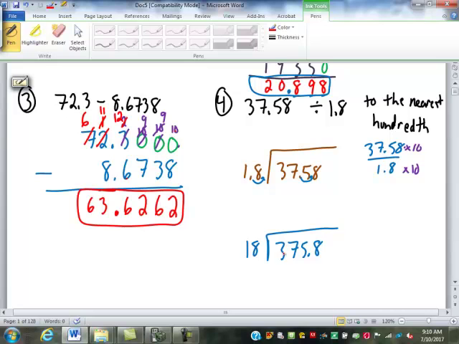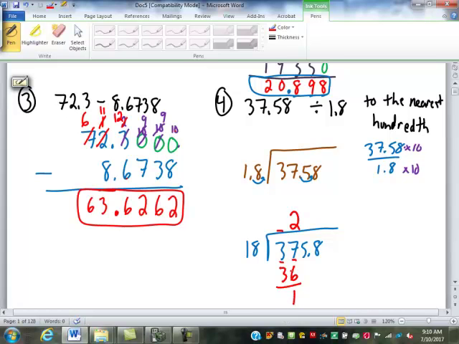So now, does 18 go into 3? No, so I'll leave it blank above the 3. Does 18 go into 37? How many times? 2 times 18 would be 36. That leaves us with 1 left over.